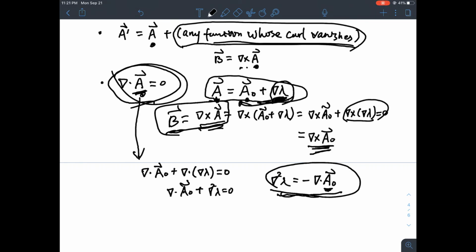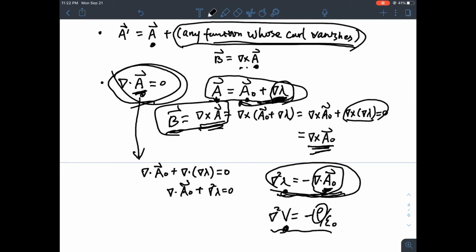And you can see from here, what is this? This is really just like a Poisson equation, right, that we learned before. Like the electric field case, it is minus rho divided by epsilon 0. So this is a Poisson equation: if we have some charge distribution, how do we find the electric potential. This function is the same.